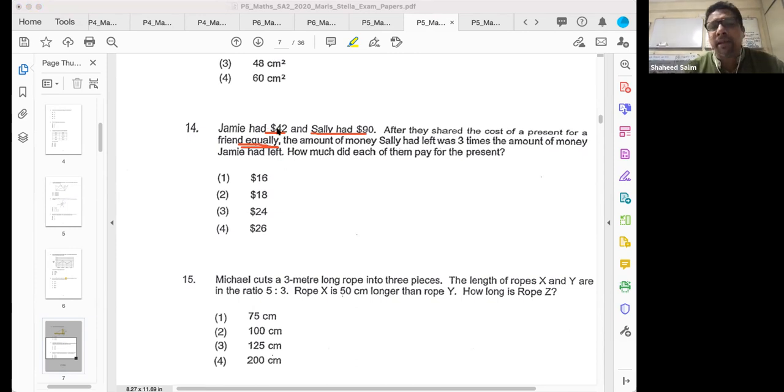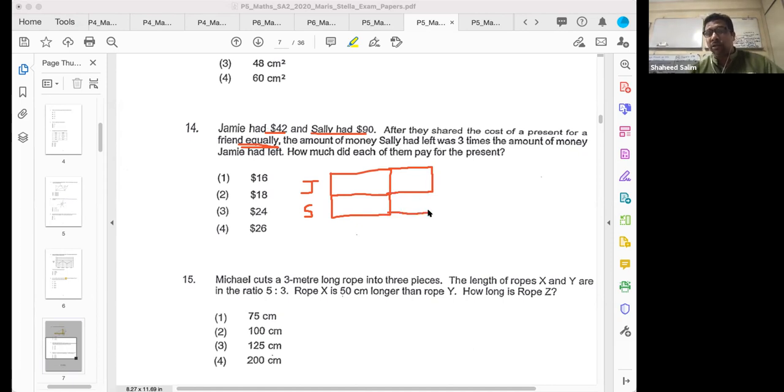That means they pay the same amount. Jamie didn't say, hey, I got lesser money than you, I pay lesser. No. It's going to be the same. So each of them is going to pay the same amount of money. But Jamie has less money than Sally, right? The amount of money Sally had left was 3 times the amount of money Jamie had left. So now can you see? I draw 1, 2, 3.